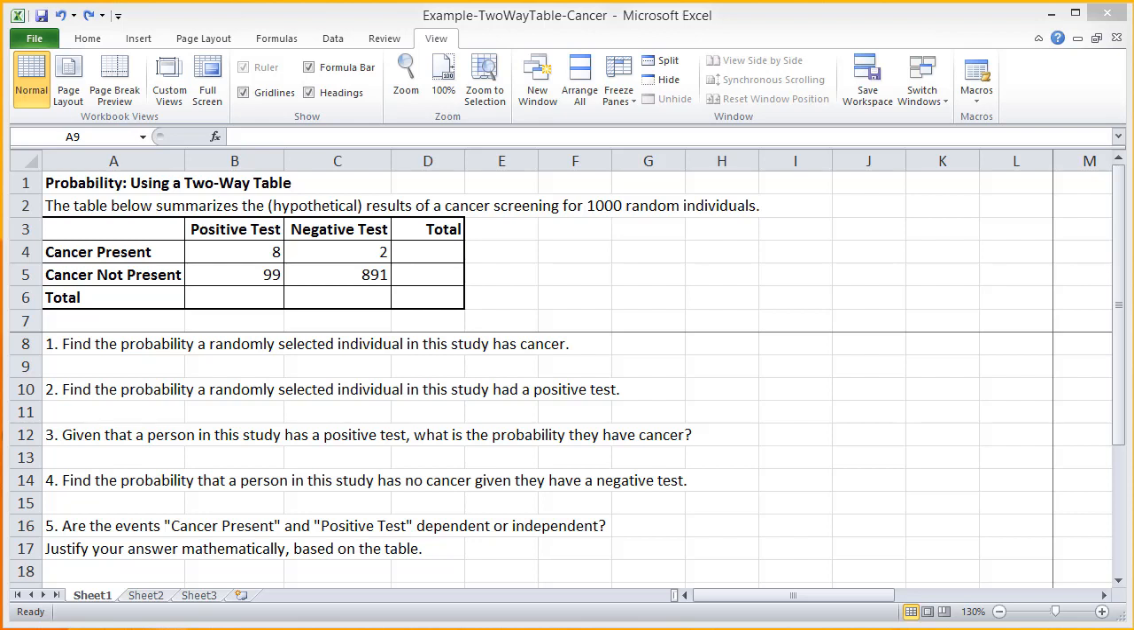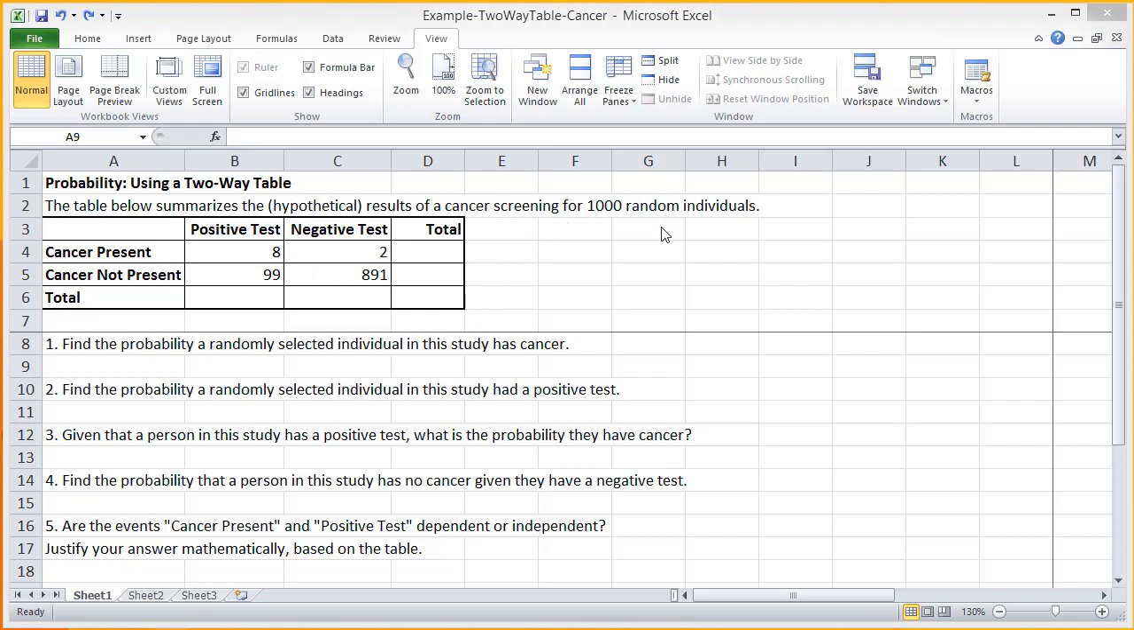One thing that gives students a lot of trouble is knowing how to read and use a two-way table or a contingency table for probability questions. Here's a table that summarizes hypothetical results for a cancer screening of 1,000 random individuals. I left the total columns blank so that we can fill those in ourselves.